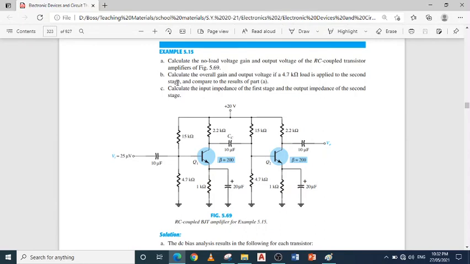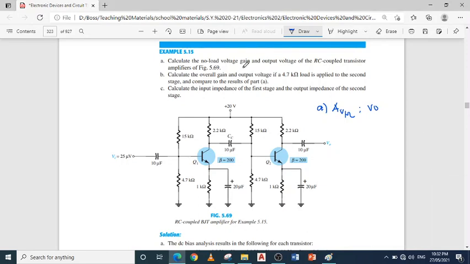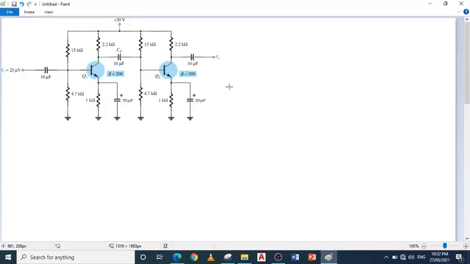So for the first question, letter A, calculate the no load gain. So ang kukunin daw natin for letter A is AV and L and the output VO. So without load muna. Okay? So to start, diba, we have two stages. We have the stage 1 here, yung Q1 and then Q2.